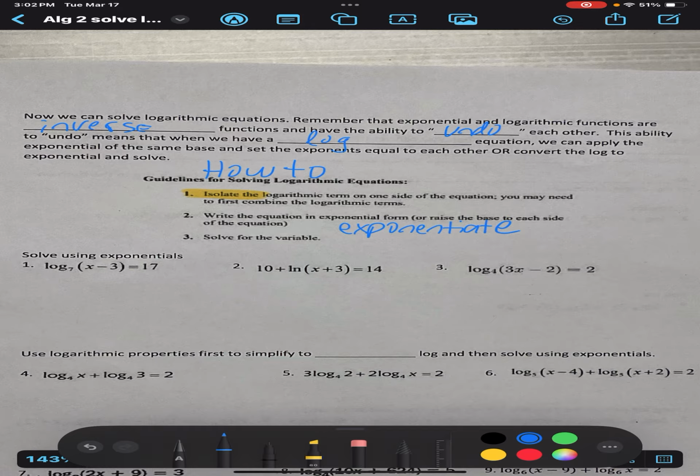And then solve for the variable. So notice, now if you look at these equations, there is not log on both sides. That function is not appearing on both sides of the equal sign. So I can't just simply say, bye-bye. I have to get rid of it by exponentiating it.